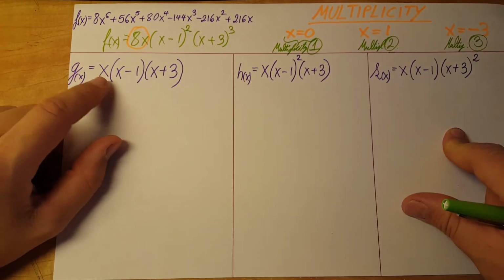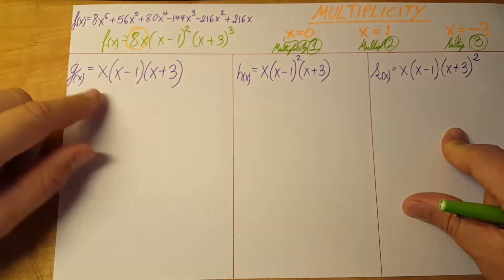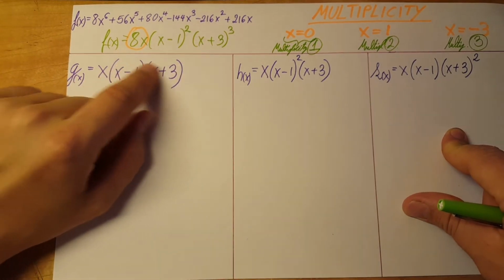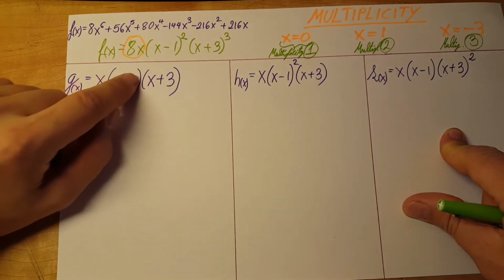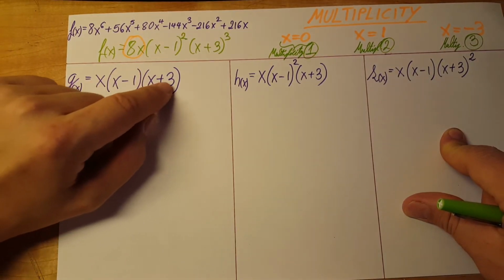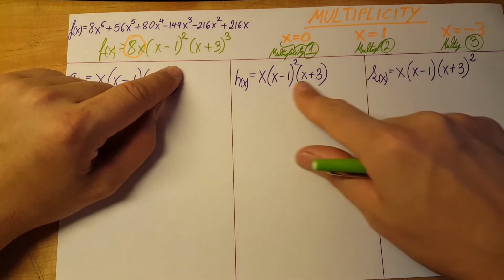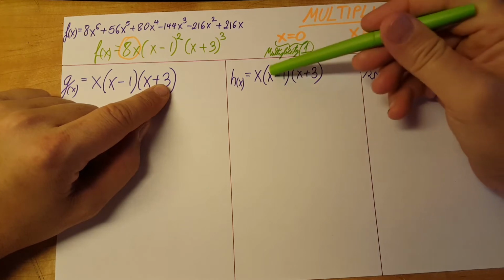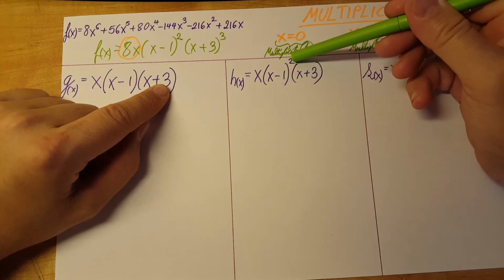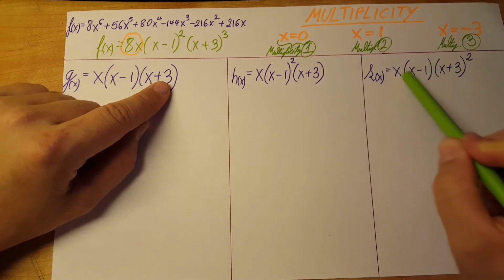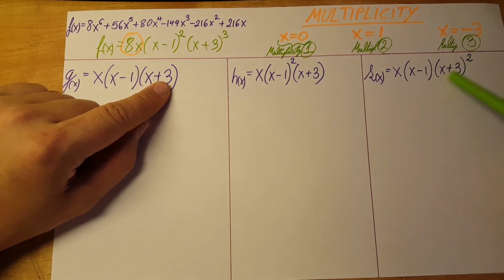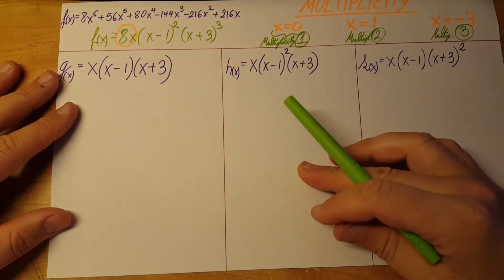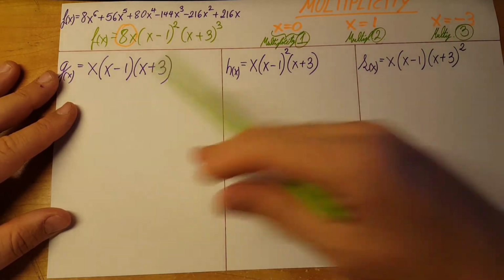If you can see, it's roughly the same function, except here we don't have any exponent. x is on the first, x - 1 on the first, x + 3 is on the first. Here we all have the same, just like this one, except we raised this middle term to the second power. And here again, all the same, except we raised the last term to the second power. And let's see how the graphs will look.